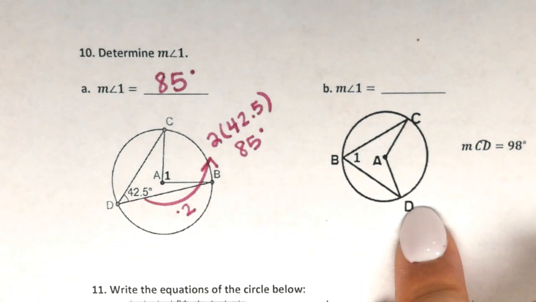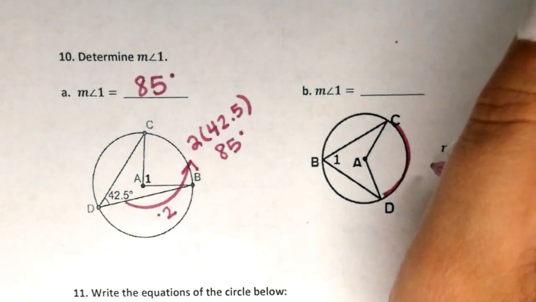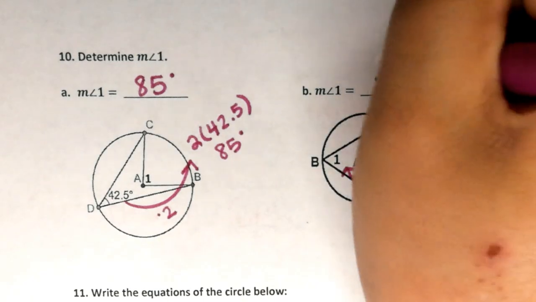Okay. What about this one right here? What if I know the arc is 98? How do I find the angle? And what is 98 divided by 2?